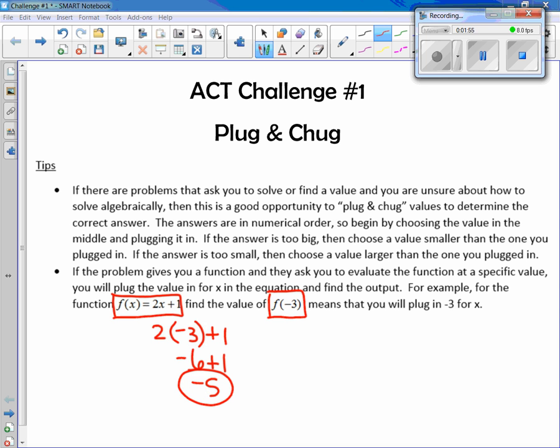Just remember, anytime it says f of some number, you're plugging that number in for x, and the answer that you get should be your final answer.